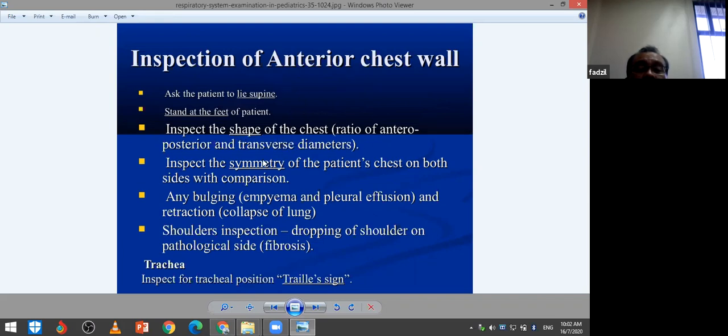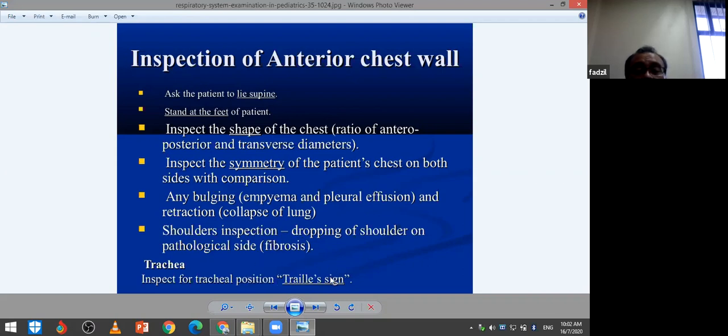AP diameter or transverse diameter. In children, there is no particular ratio, but roughly you can tell whether the AP ratio is increased or not. Inspect the symmetry of the chest, which is very important, because many patients with congenital heart disease have a chest that is not symmetrical. Look for any bulging, protrusion or retraction, collapse of the lung. Inspect the shoulder and look also at its movement to tell you of possible fibrosis.